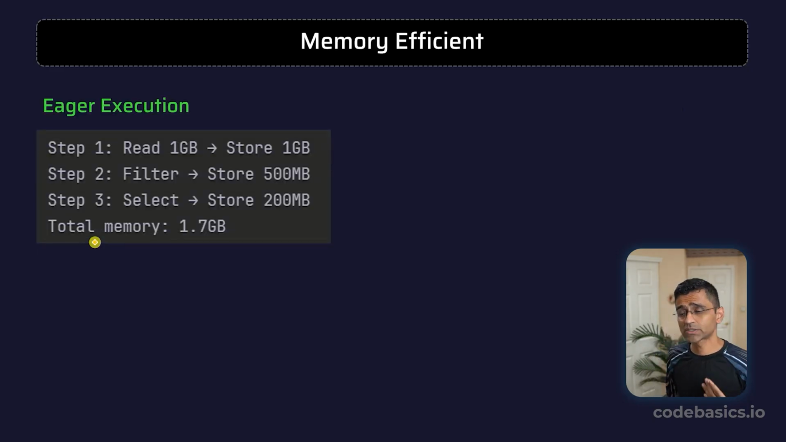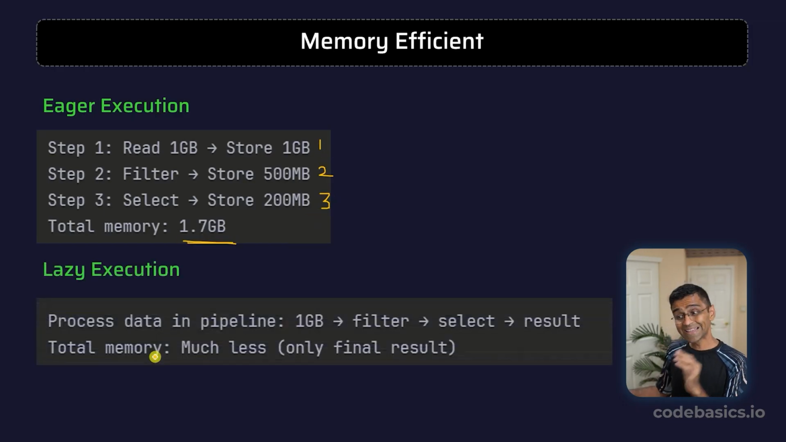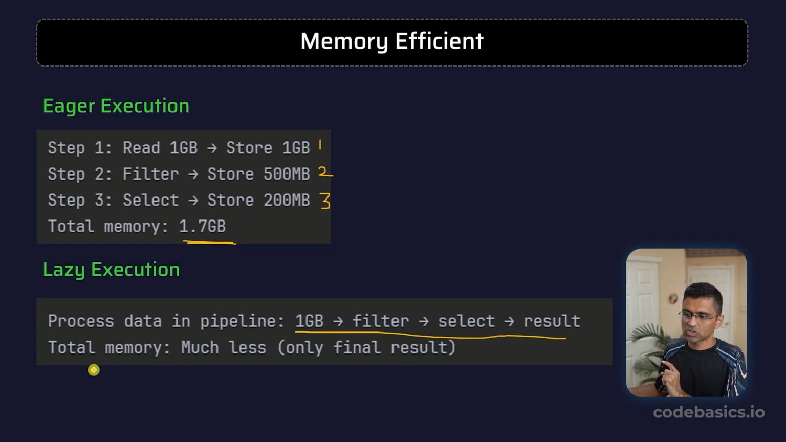The opposite of lazy execution is eager execution, right? You are just executing it every time. So with eager execution, I'm just giving this example where you have a file of 1 gigabyte, and let's say you are reading it into a data frame. So that's your 1 gigabyte data. Then you are applying a filter. Let's say this is df1, now you have df2, right? This is df1, this is df2, df3. So you have 3 data frames and it will store 1.7 gigabyte. But with lazy execution, it will create a pipeline, okay? 1 GB filter, select and result. So with that, it will occupy much less memory.